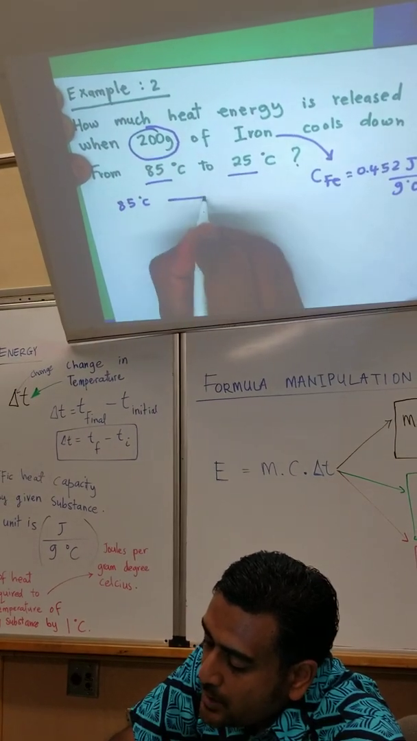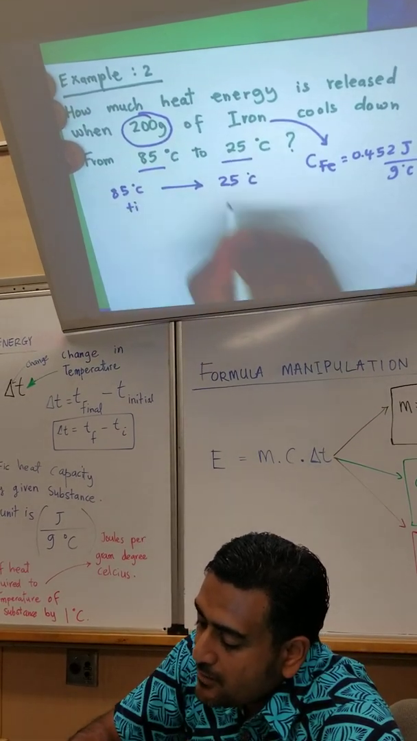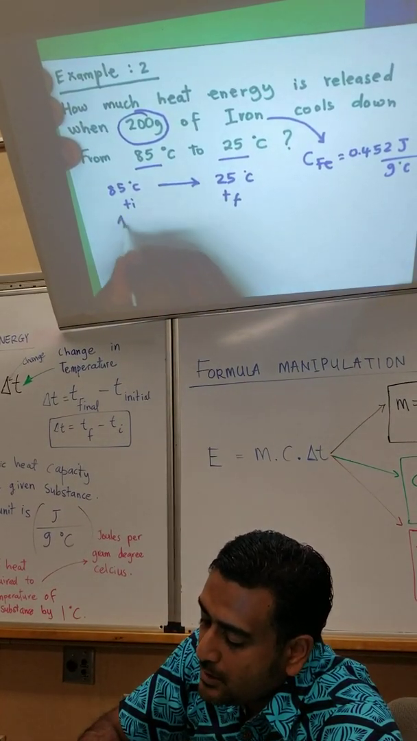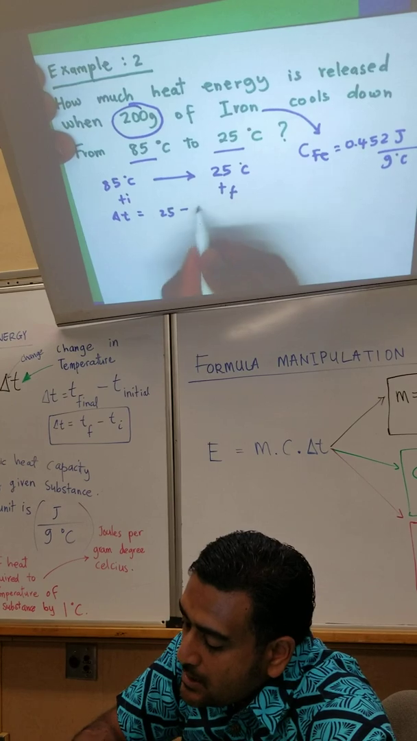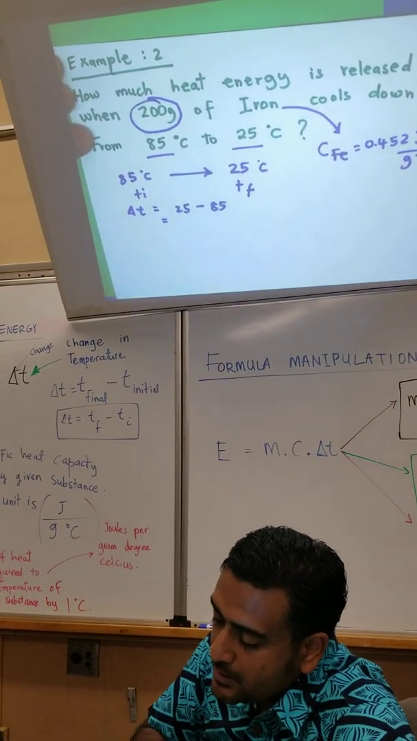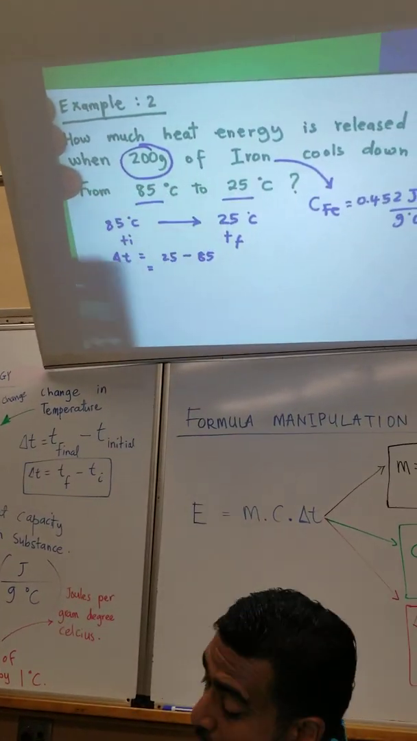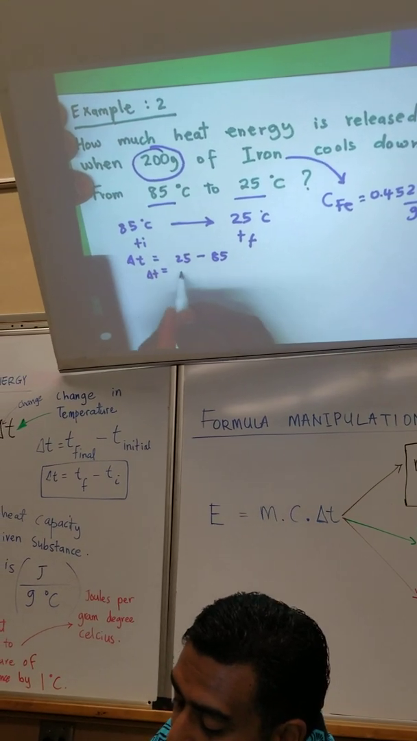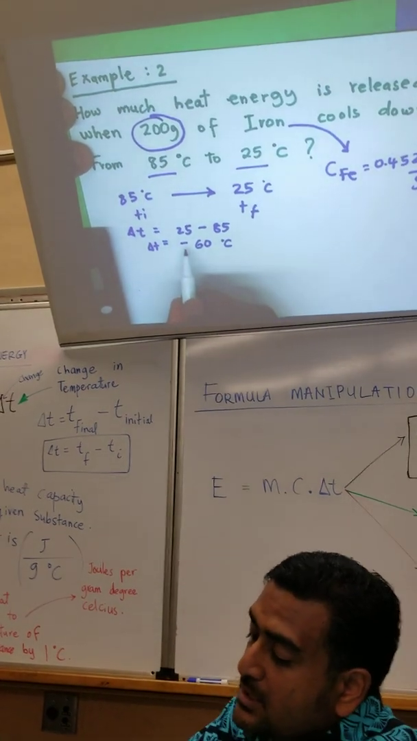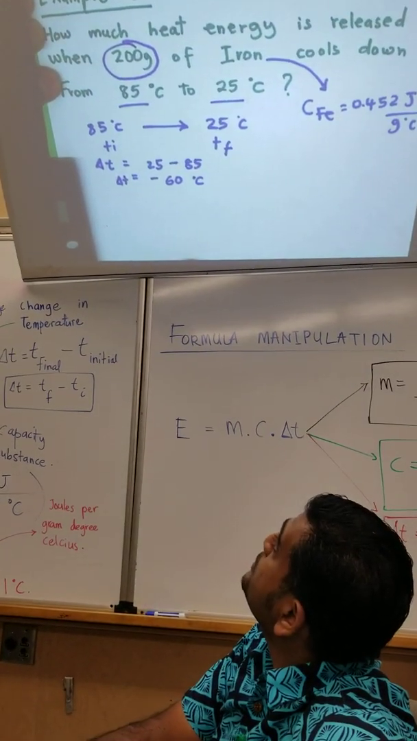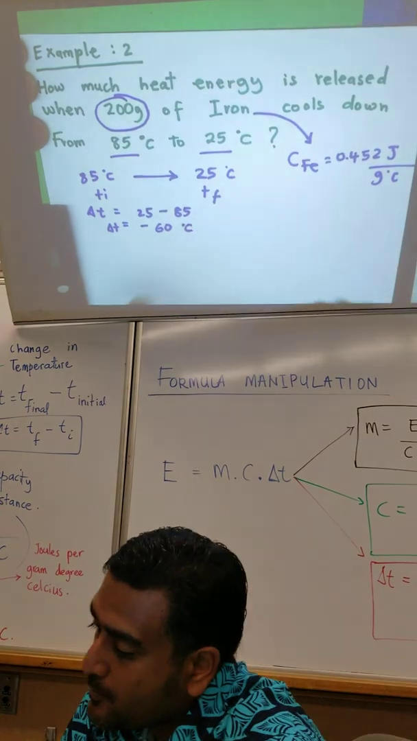From 85 degrees Celsius cooling down to 25 degrees Celsius, 85 was the initial temperature and the final temperature was 25. So if we calculate the change in temperature, it is 25 minus 85 degrees Celsius, and if we do that, 25 minus 85, you get negative 60. So the temperature change is a negative value, negative 60 degrees Celsius. This negative indicates that heat energy is going out. This system is losing heat energy, it's cooling down. So 200 grams of iron is cooling down.